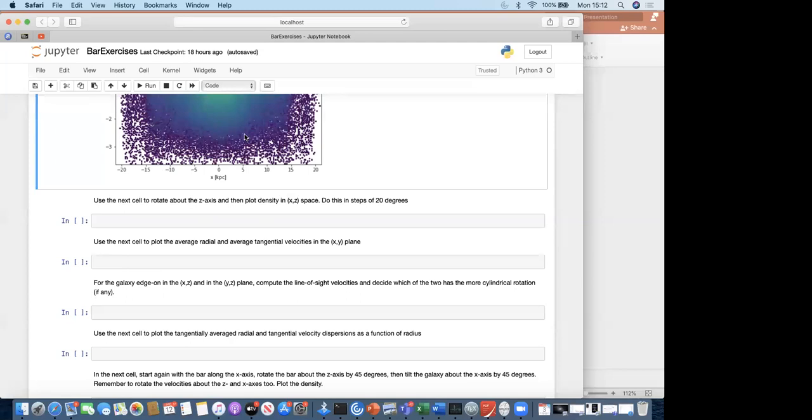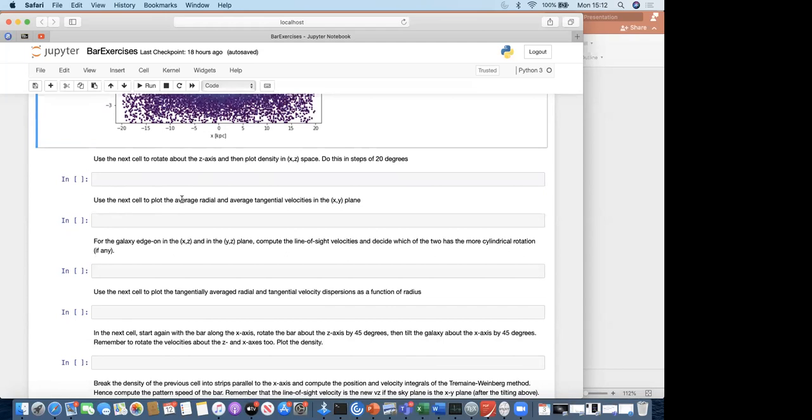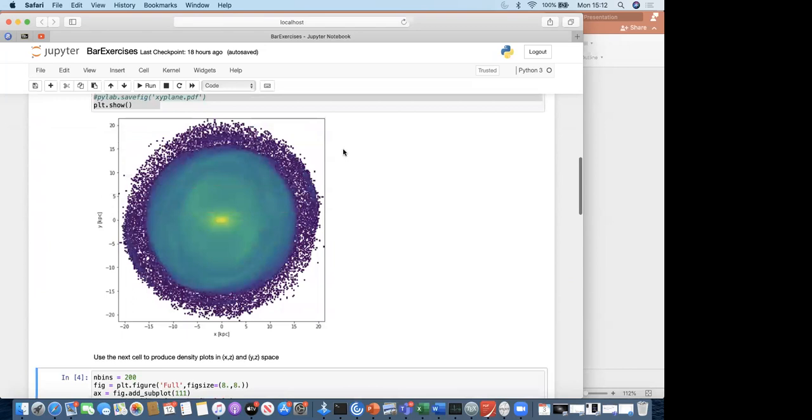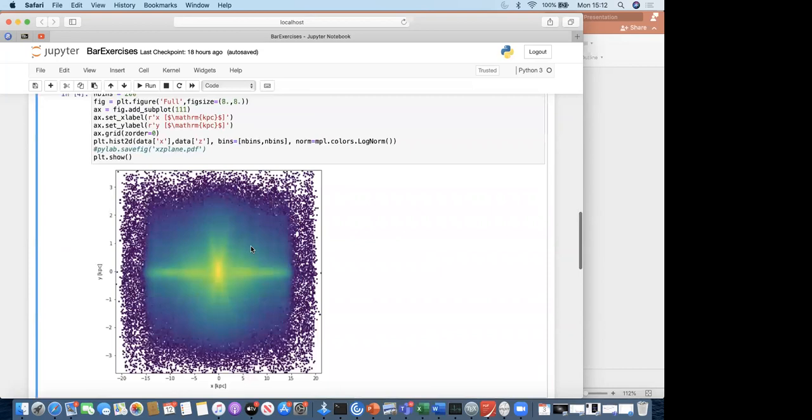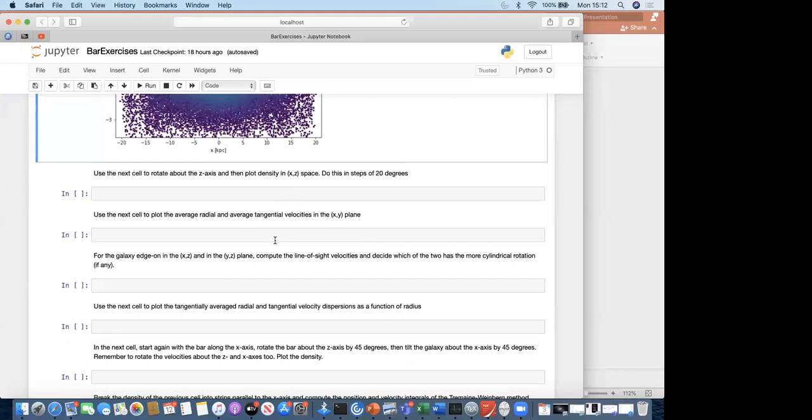Then there is, use the next cell to plot the average radial and average tangential velocities in the XY plane. And when you do that, what you should see is that the radial velocities will be relatively large at 45 degrees to the bar, more or less, and smaller elsewhere. That is something that will tell you about the streaming motions of the stars. So that's the radial velocities.